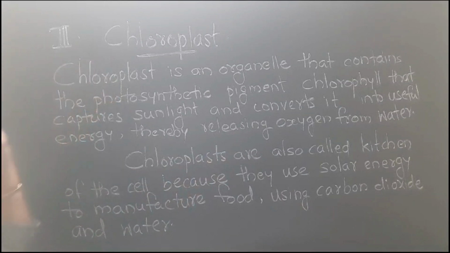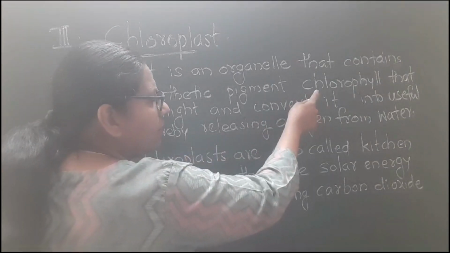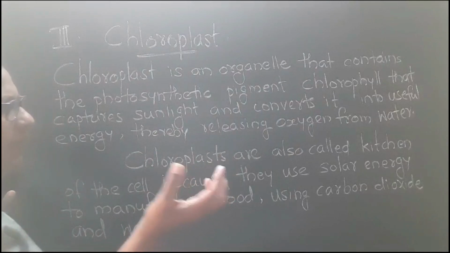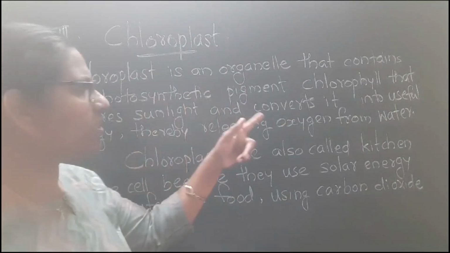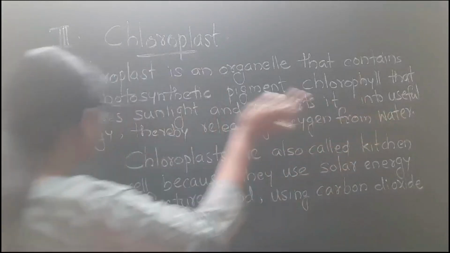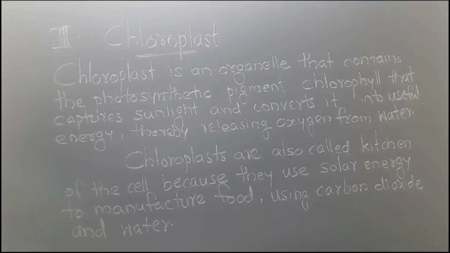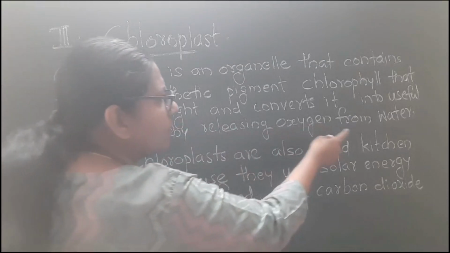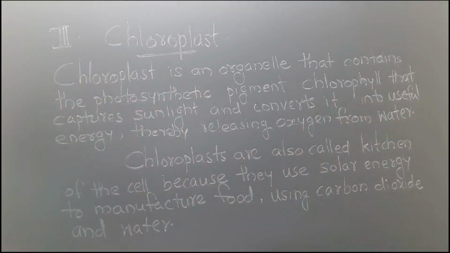What does chloroplast actually do? Chloroplast is an organelle which contains chlorophyll in it. Chlorophyll-containing chloroplast captures sunlight, and then it converts sunlight into which energy? It converts it into useful energy for photosynthesis. When it converts into energy, then from the water oxygen will be released.